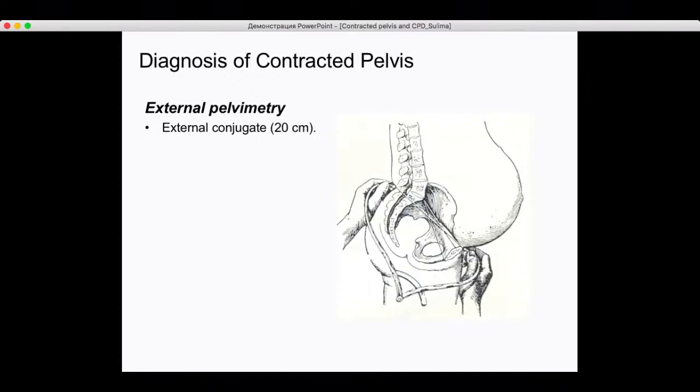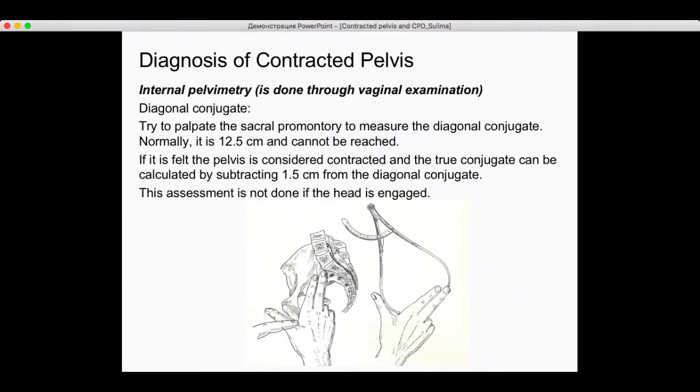The next main diameter is external pelvimetry, such as the external conjugate, which is normally 20 centimeters. Internal pelvimetry is done through vaginal examination. This is the diagonal conjugate. You should try to palpate the sacral promontory to measure the diagonal conjugate.